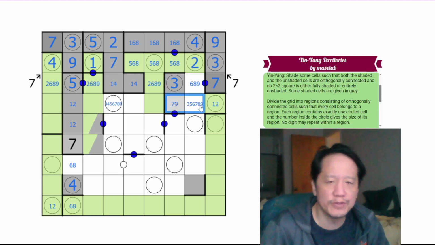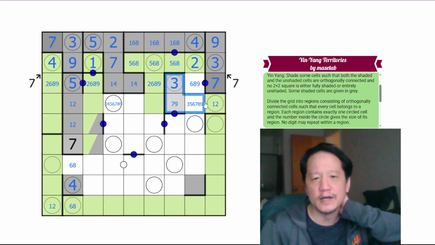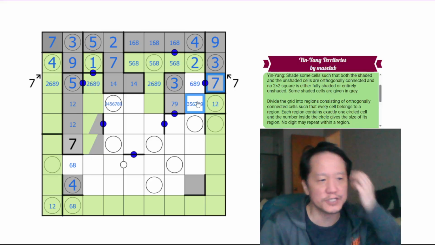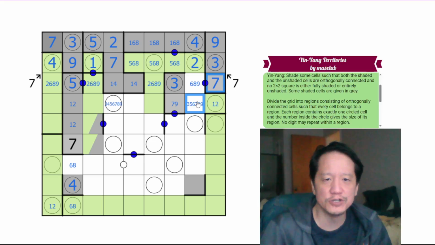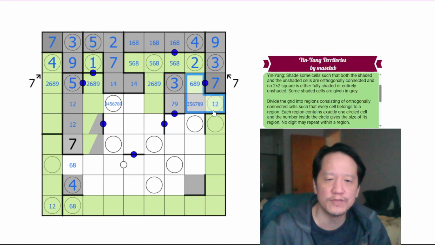This cannot be 3 going this way. If it were, the problem is that then you'd have a diagonal here. So this is the other part of Yin-Yang shading, which you can deduce. You cannot have a diagonal that's one shading and the other diagonal be the opposite shading. And if this were shaded here, this would have to be unshaded. So you have that situation.